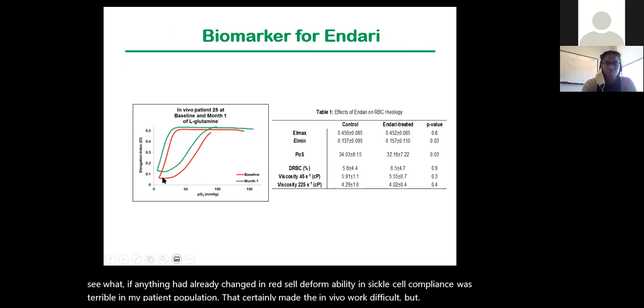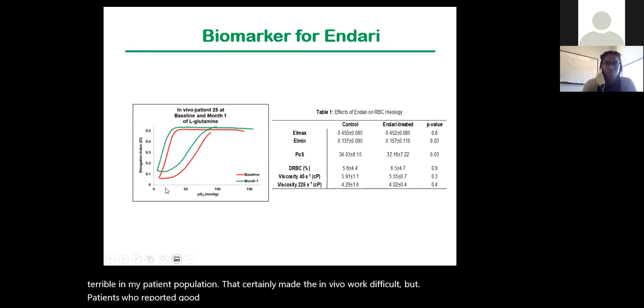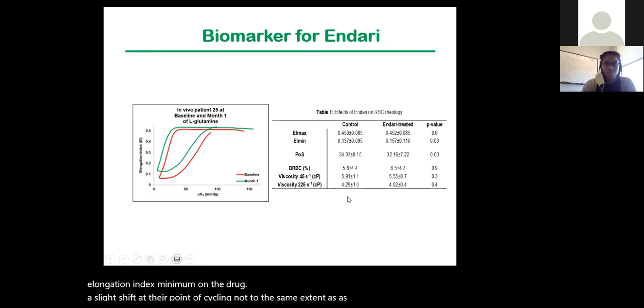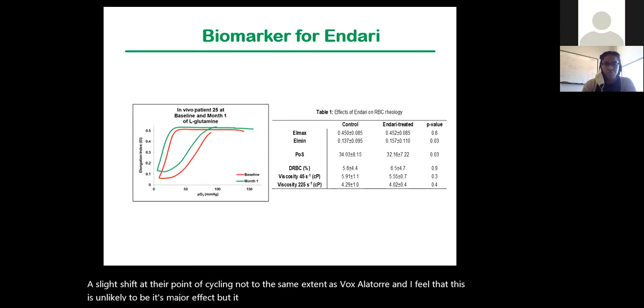patients who reported good adherence and actually were filling their prescriptions and not turning away the boxes when they showed up at their house, did show an improvement in their elongation index minimum on the drug, and a slight shift of their point of sickling. Not to the same extent as voxelotor, and I feel that this is unlikely to be its major effect, but it is a statistically significant change produced by Endari.